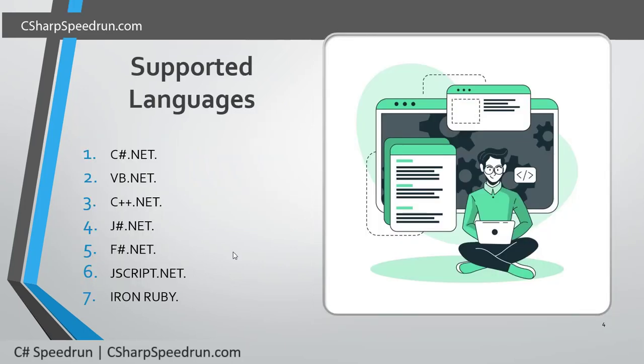So here's a list of the .NET framework supported languages. We have over 50 of them, such as C#.NET, C++, JavaScript.NET. This is by no means a complete list. There are many others available.